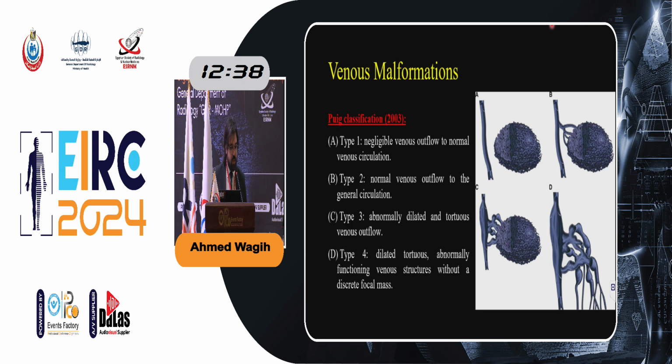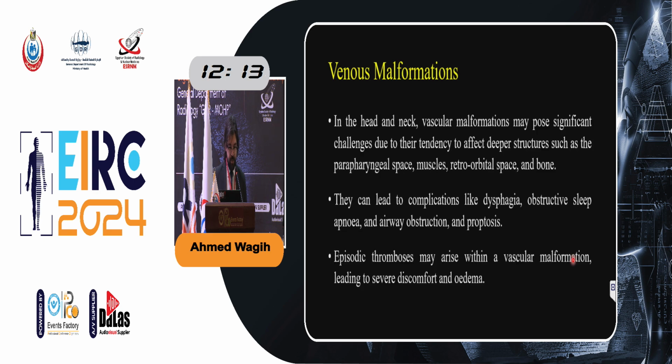Puig classification in 2003 divided them into type 1. Type 1 has negligible venous outflow to normal venous circulation. Type 2 has a normal venous outflow with normal veins to the general circulation. And then type 3 has abnormally dilated and tortuous venous outflow. And type 4, there isn't a discrete focal mass. There are dilated and tortuous abnormally functioning venous structures.